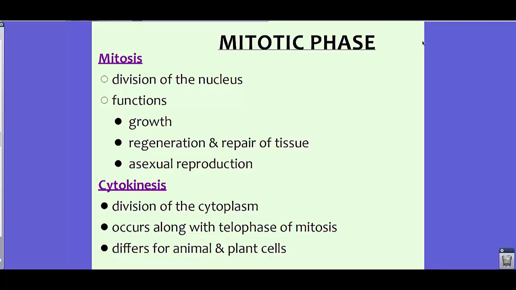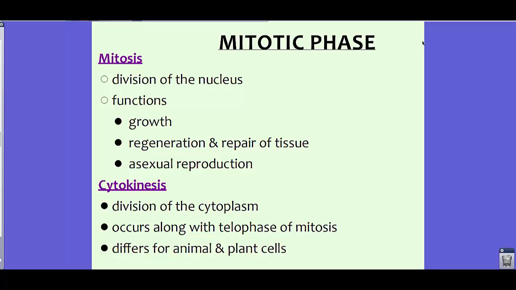And the functions of mitosis basically are growth, regeneration, and repair of tissue. So if you get hurt, your cells go through mitosis to fix that. And asexual reproduction. And I know we've said that eukaryotes are sexually reproducers, which is true. However, the cell itself, because it's creating an identical cell, is actually asexual reproduction.